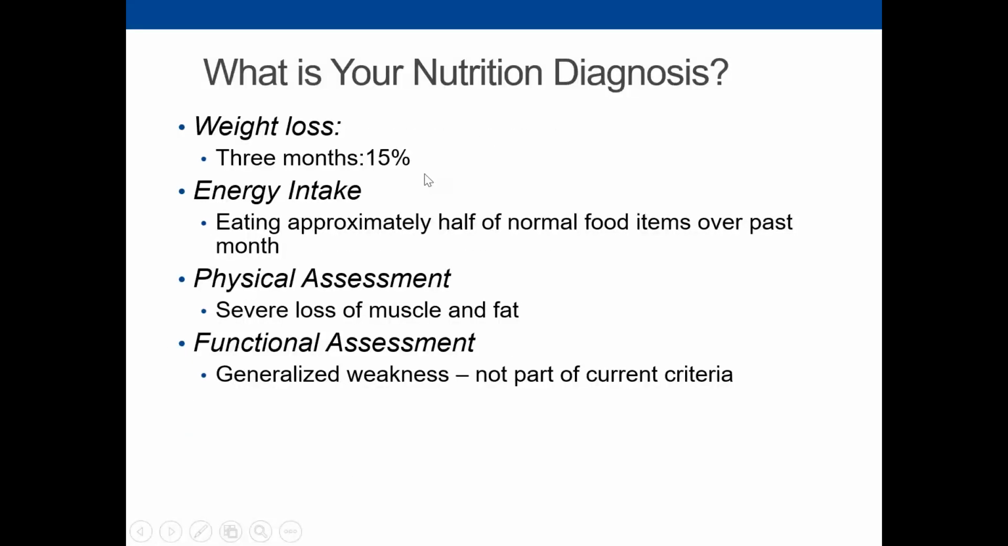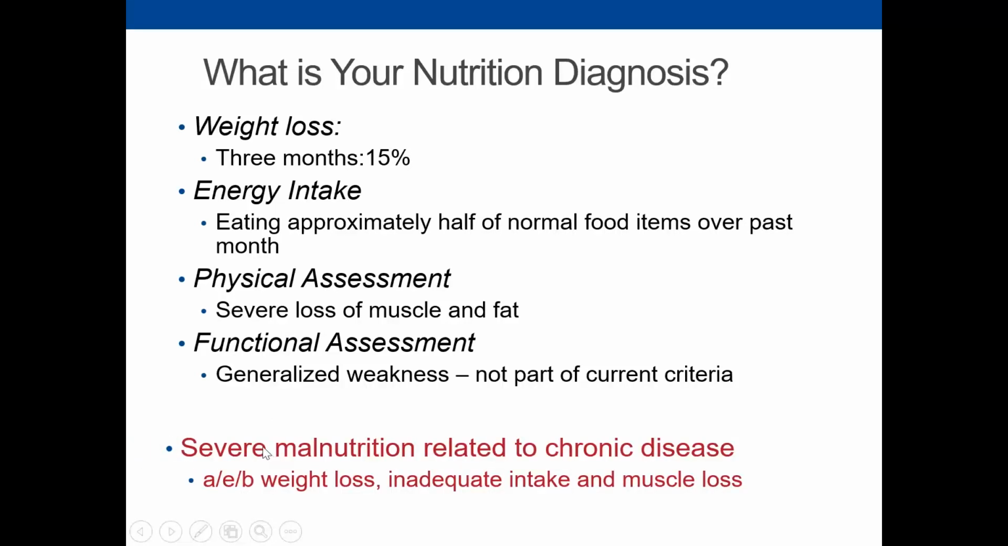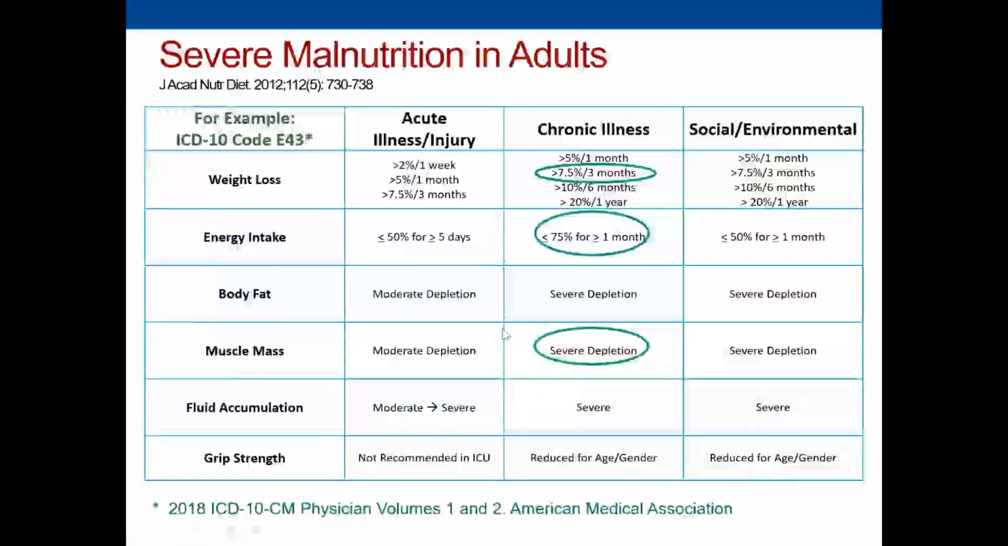So as I said, his weight loss percentage was 15% over 3 months. He was eating, I'd say, about half or less of his normal food items over the past month. Severe loss of muscle and fat, and he also complained of weakness. His diagnosis was severe malnutrition related to chronic disease, and that was related to his weight loss, his inadequate intake, and his muscle loss. And you can see on this particular chart, again, the same chart I used before, just reflecting that chronic etiology to his malnutrition.